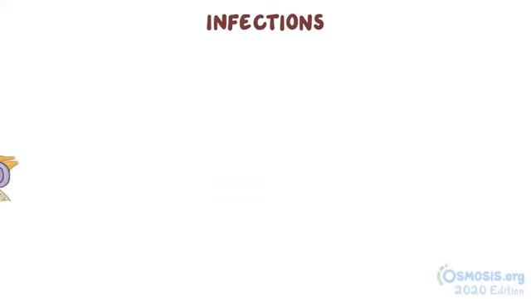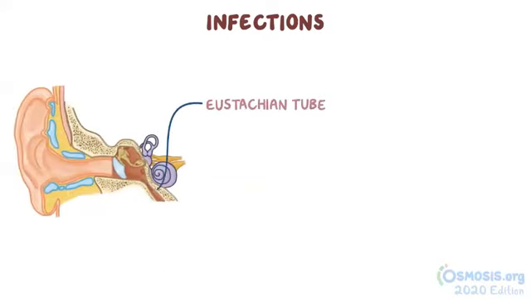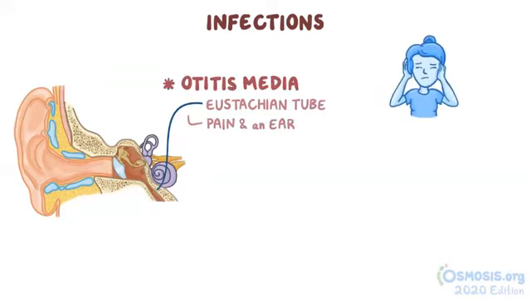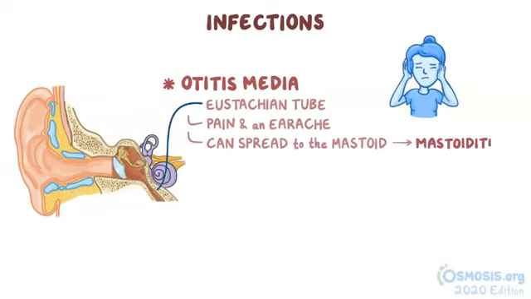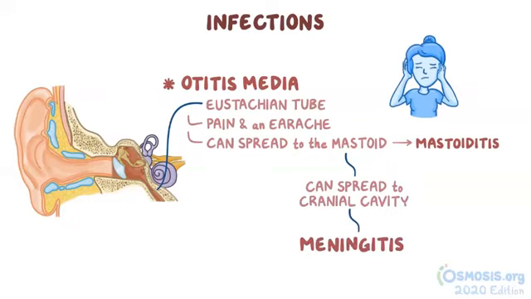Strep pneumoniae can also invade the eustachian tube and cause an infection of the middle ear, or otitis media, which causes pain and an earache. Chronic otitis media can spread to the mastoid antrum behind the ear, where it causes mastoiditis. Finally, from the mastoid antrum, the infection can spread to the cranial cavity, which is one way strep pneumoniae causes meningitis.